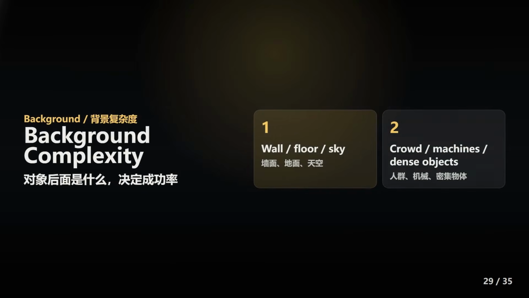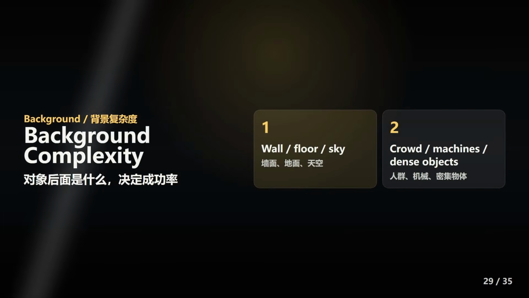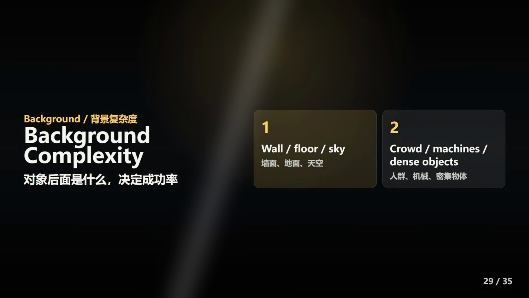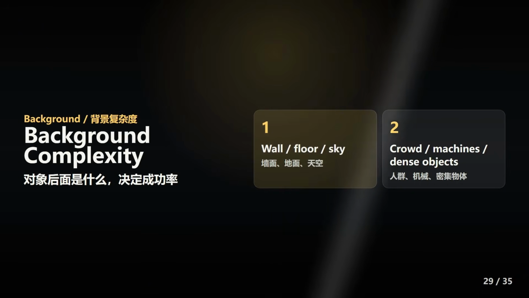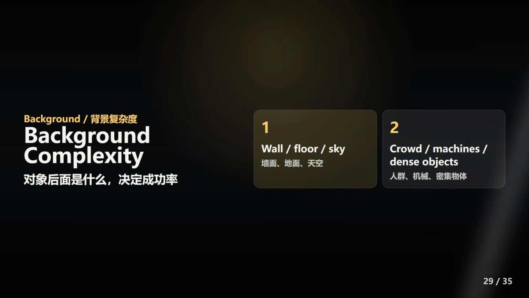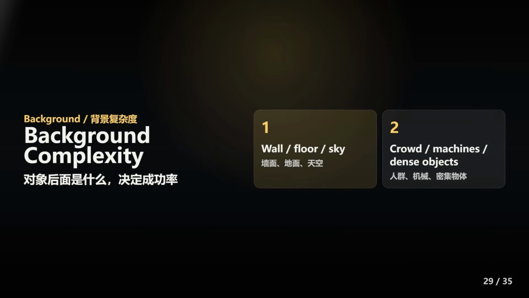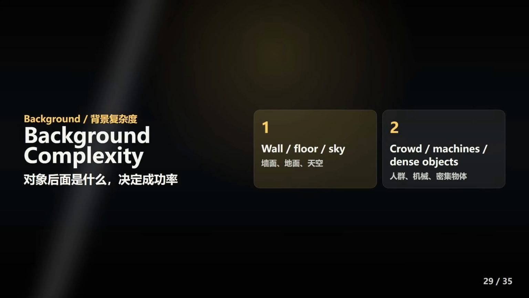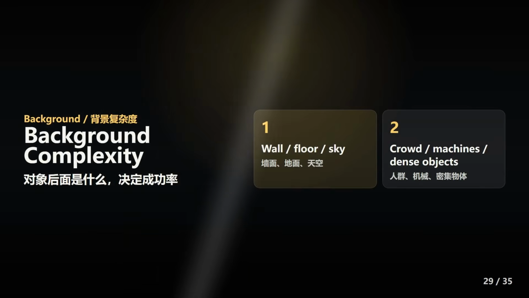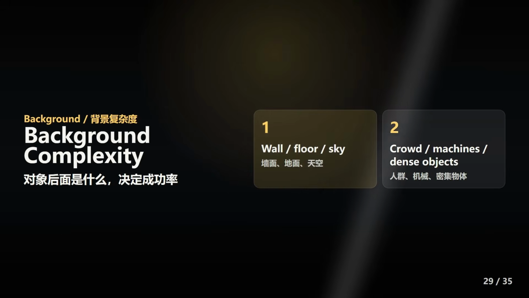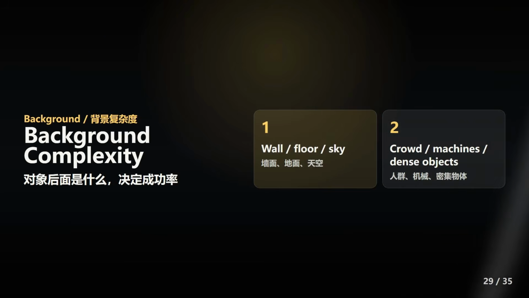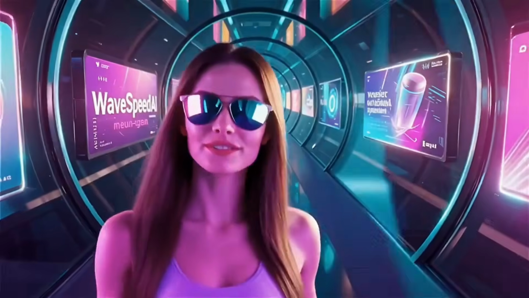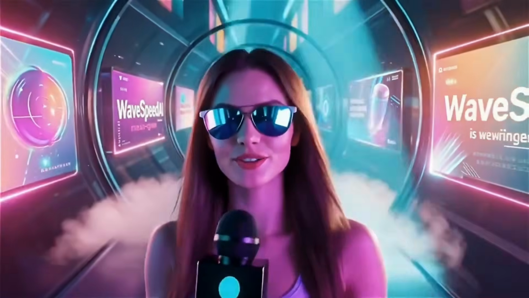This shows that the difficulty of video object removal does not only depend on the object being removed. It also depends on whether the background behind it is simple. If the background is a wall, the ground, the sky, or some other relatively simple background, then it is easier to remove the object. But if the background is a crowd of people and everyone is moving, the difficulty becomes much higher.